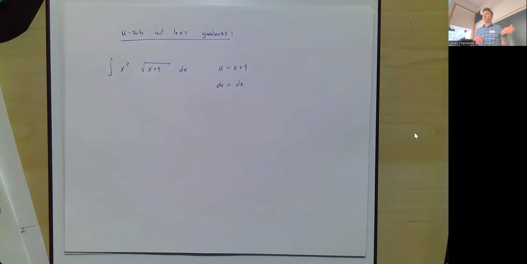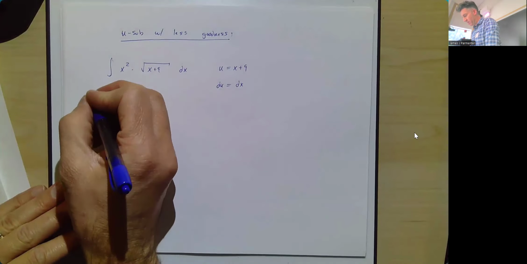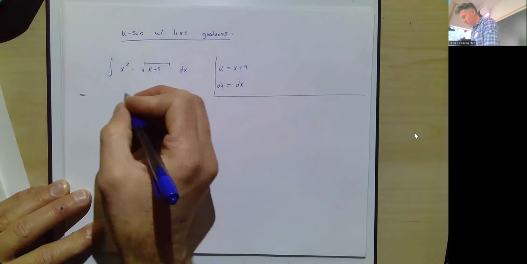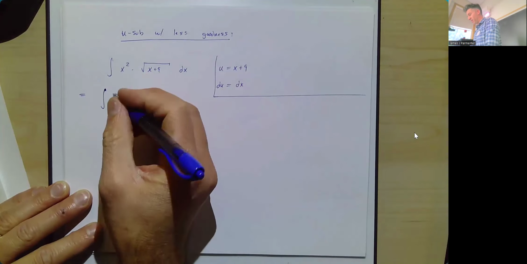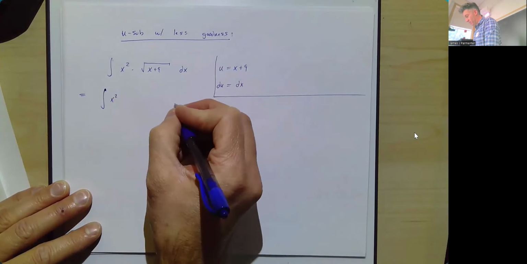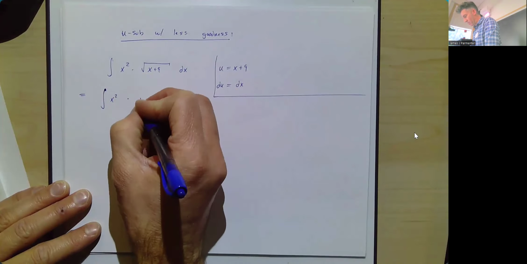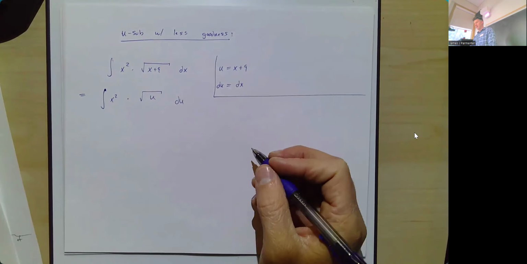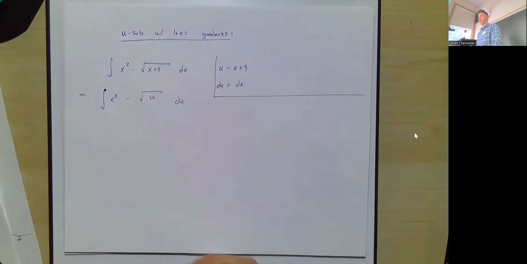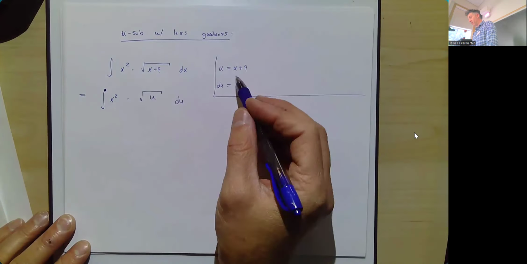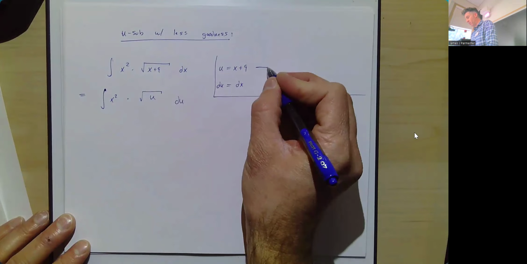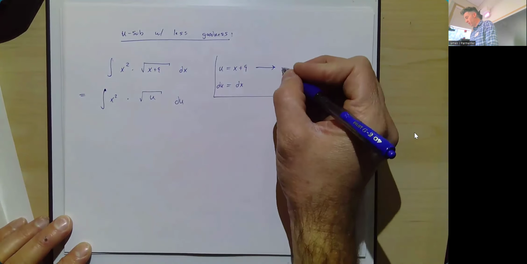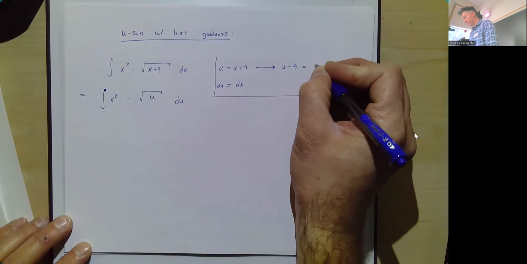The problem with this particular example is there are leftover x's after I deal with my du dx and my thing with u. So we start rewriting this. This is going to equal the integral of, I don't know what to do with that x squared, so I'm just going to leave it there for a second. And then the dx becomes du, and the square root of x plus 9 is the square root of u. But I can't have an integral that has x's and u's in it. So I have leftover x's. I then have to go back to my u choice and solve for x. So subtracting 9 from both sides, u minus 9 is equal to x.